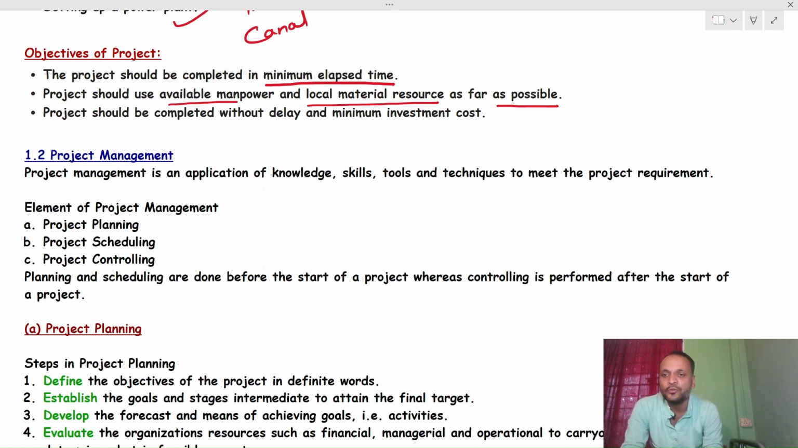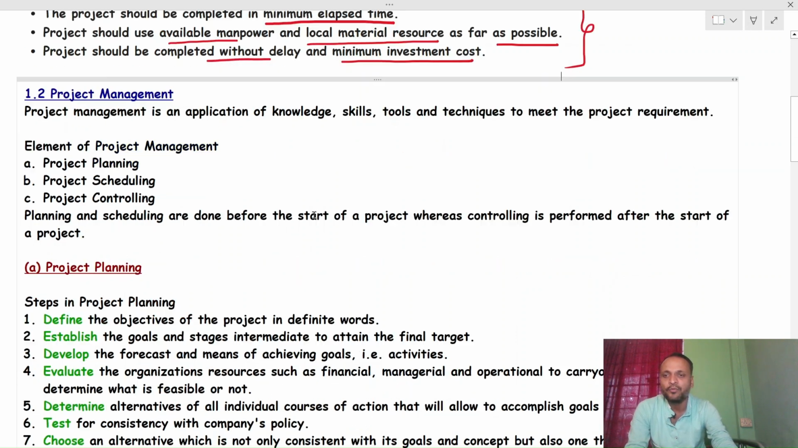Also, the third objective is that the project should be completed without any delay and at minimum investment cost. It should not go beyond the time limit. So these are the three properties of projects that you have to take care of during the completion of the project, right?